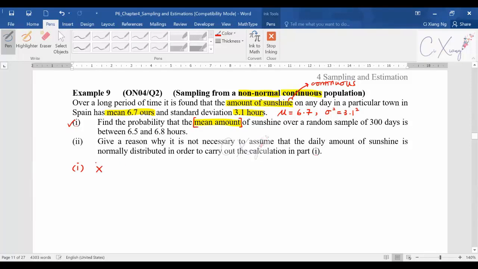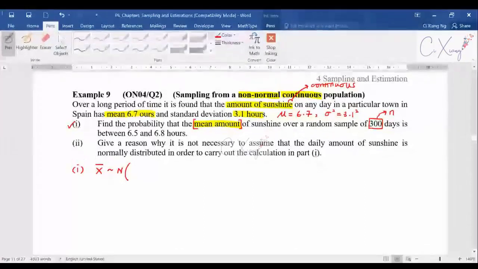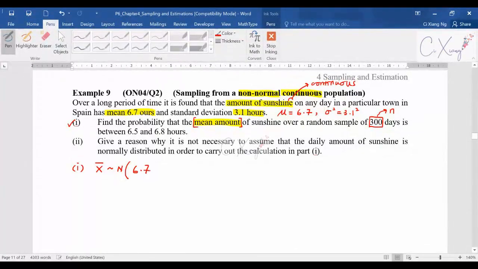For a sample mean question, you just write out the sample mean. For our syllabus, it is always normally distributed. But if you want to check in detail, you can check with the n. The sample size is 300 days, so n is very large. When n is large, your sample mean will automatically be normally distributed, regardless of the population. The mean of the sample mean will be the same as the population mean, which is 6.7.